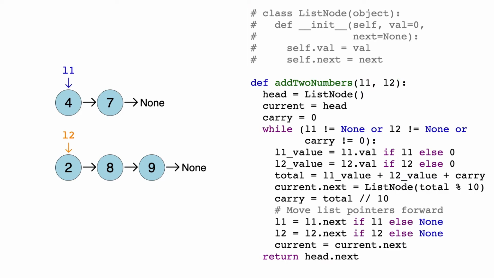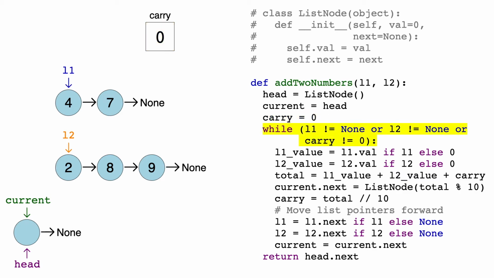The first thing we'll do is create an empty node to start building our answer, and we'll call that head. Now technically this value should be initialized to 0, but I'm just going to leave it blank here because this is actually just a placeholder, as you'll see at the end. Then we'll create another variable called current and point that to our head node. Current will be used to actually traverse the new linked list and build our answer. Then we'll create and initialize the carry variable to 0.